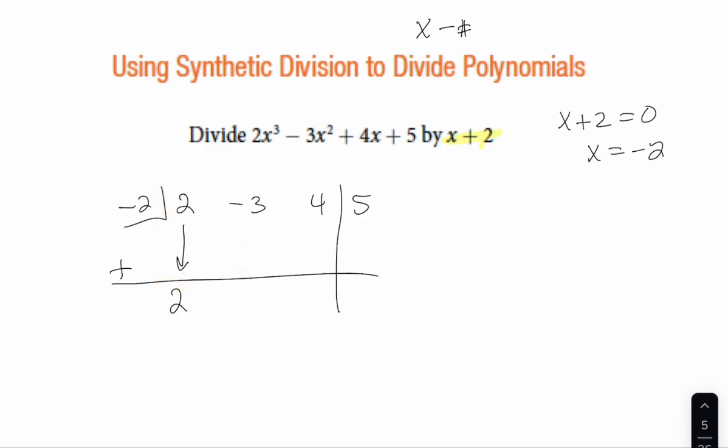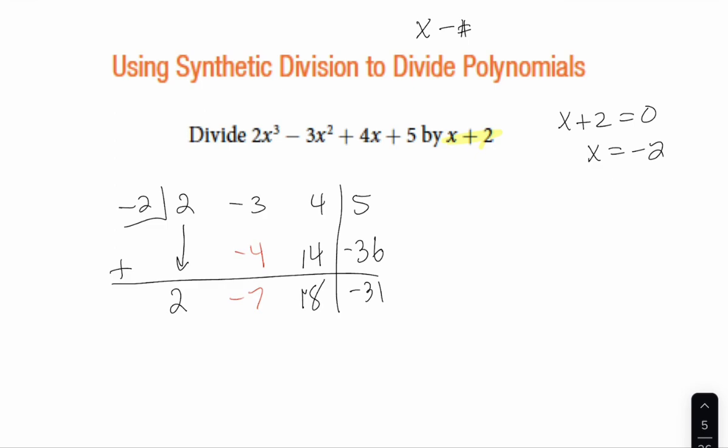So multiply -2 and 2, get -4, and then add them up. That's -7. You're going to multiply, write it down, add them up. You're going to multiply, write it down, add it up. Now, that was the very first division we had done, and we had a -31 remainder.